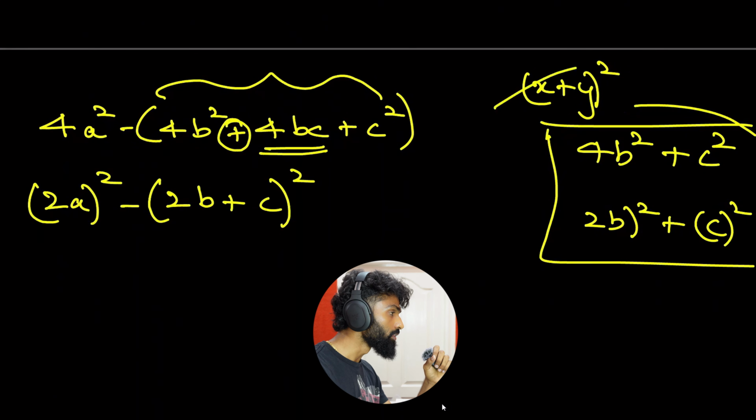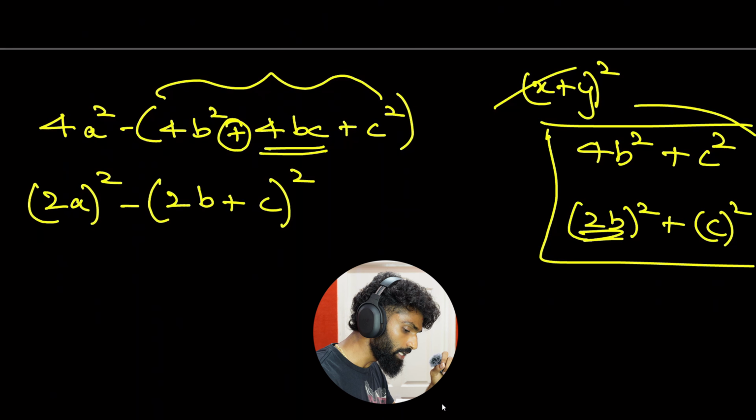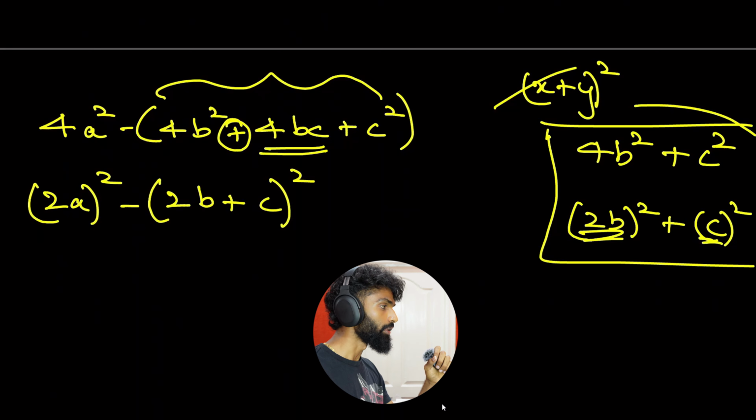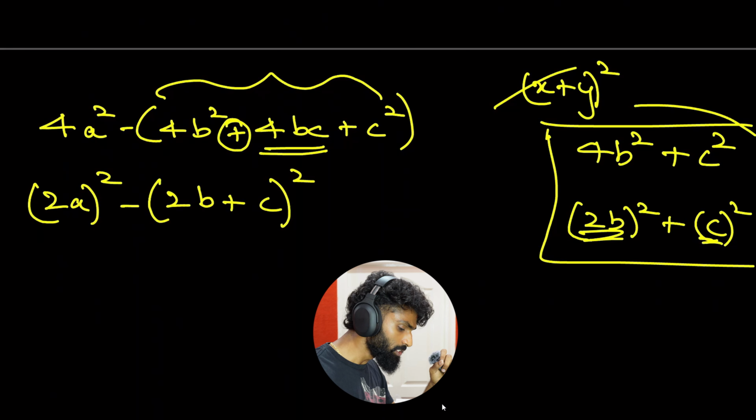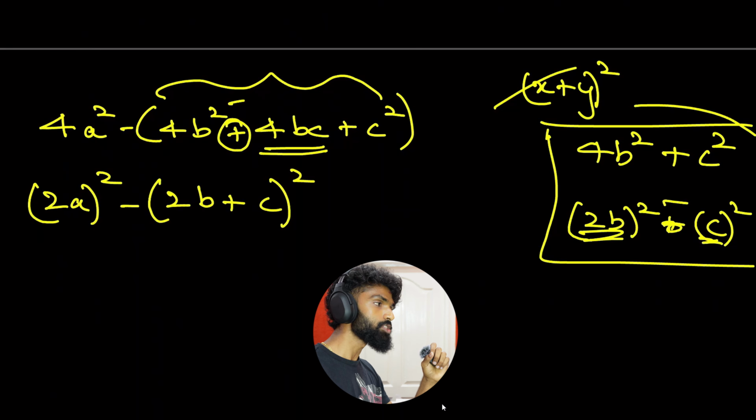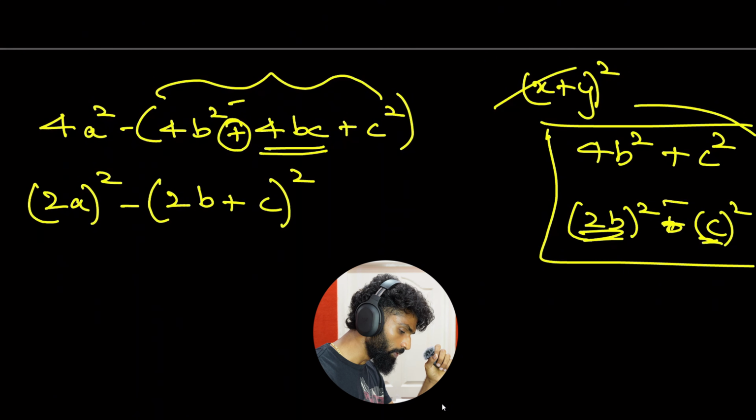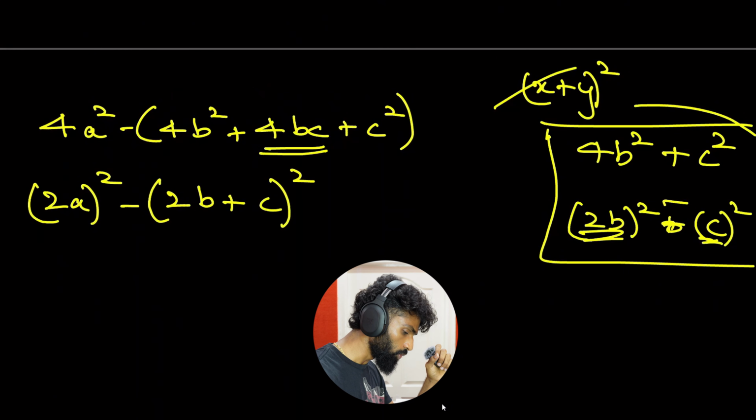Now, what was remaining? 2b the whole square and c square was remaining. So write whatever is there inside the bracket and put a whole square. That's how the hint works. That's it. Now if you ask me, sir, by chance, instead of this plus, what if there was a minus? It'll be 2b minus c the whole square. That's all. The middle term is always to identify the hint. Okay.